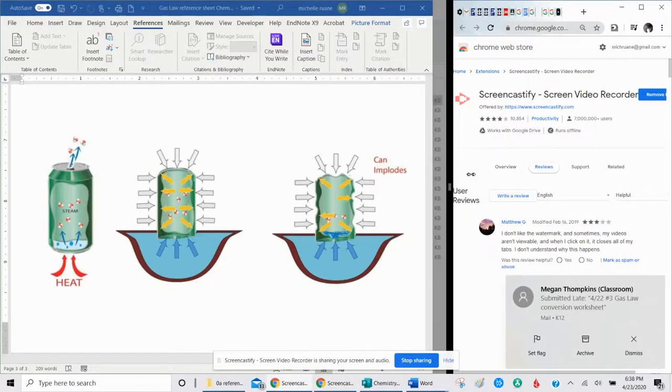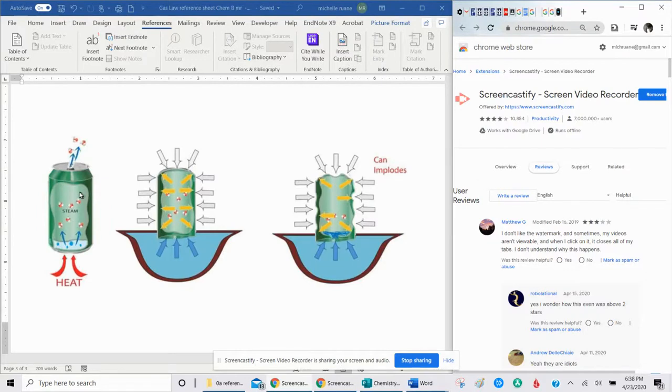Okay, let's review one more time what happened in that can. Well, first of all, we heated up the can, and when we did that, some of the particles left the can. The can, however, did not get crushed because these particles, what were left in there, sped up. And the collisions on the inside of the can were the same as the collisions on the outside of the can, or in other words, the pressure inside the can was the same as the pressure outside the can.